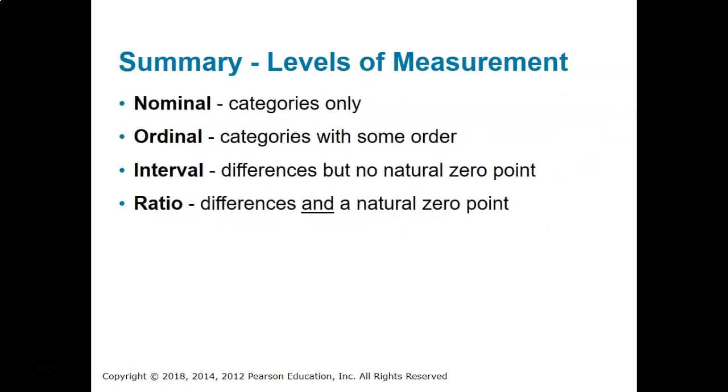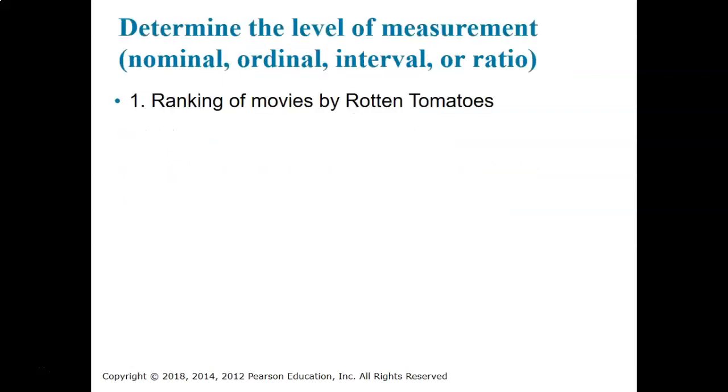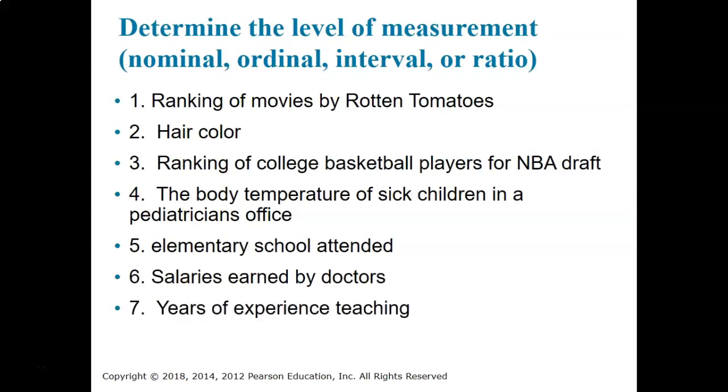Okay, so this is just kind of a summary. Nominal is your categories only, ordinal is categories with some order. Interval, you have differences but no natural zero starting point. And ratio basically has everything up through that. Okay, so here's a few for you to look at. I'll pause this and you can try to answer these and determine if they are nominal, ordinal, interval, or ratio, and then unpause it and see how you did.